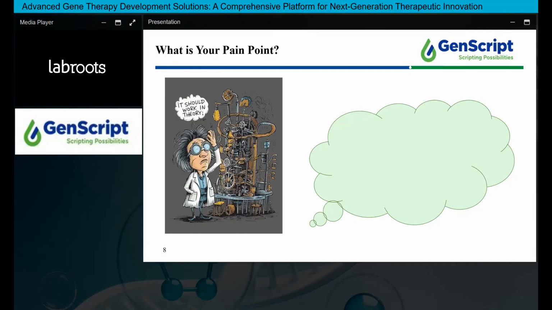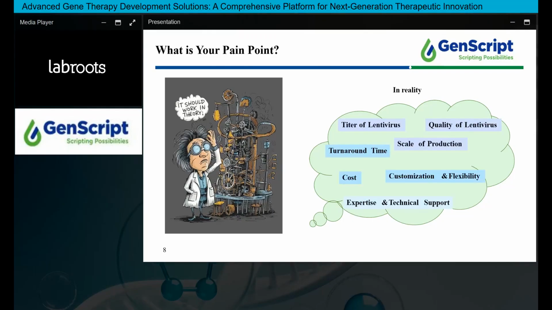Moving forward to reality, it's a common assumption that generating high-quality virus in-house is a straightforward process. Oftentimes researchers rely on a kit protocol. However, the reality is many labs face challenges, listed here: lack of quality control, low titer of lentivirus, limited capability to scale up, and it is time-consuming.